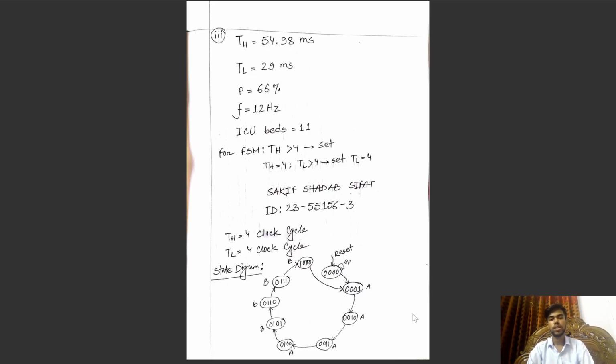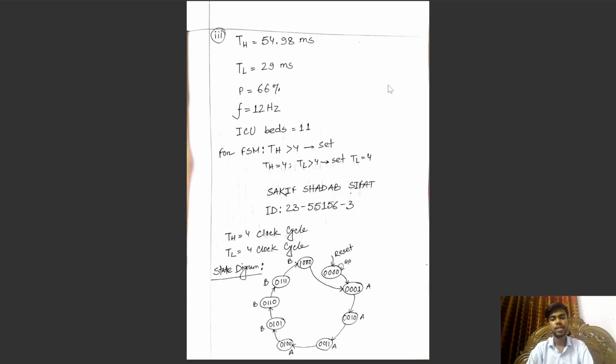Moving on to question number 3, we need to show all the values here. The TH that we have already calculated is 54.96 ms, TL is 29 ms, P is 66%, F is 12 hertz. And the frequency that we have calculated before would be 11.9.